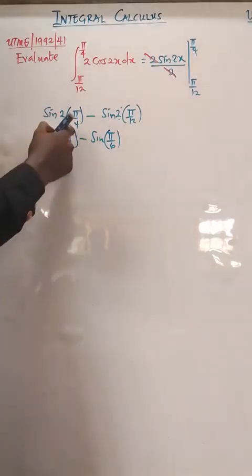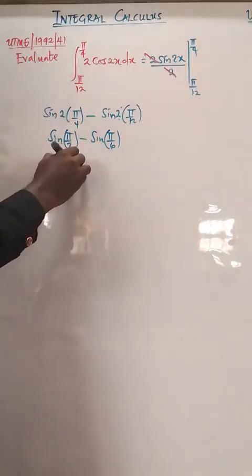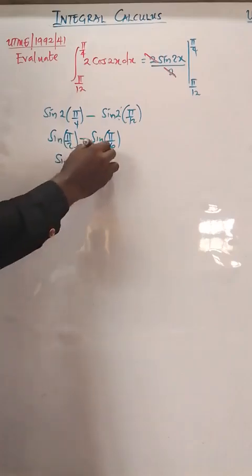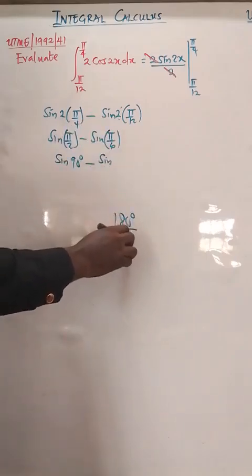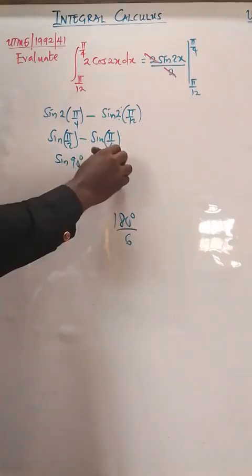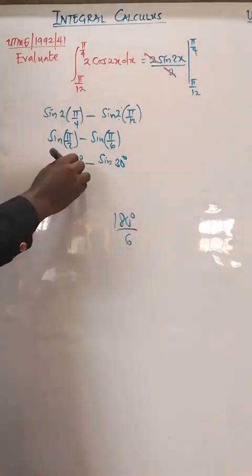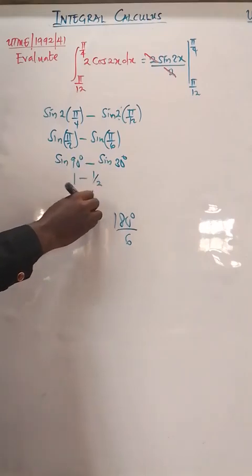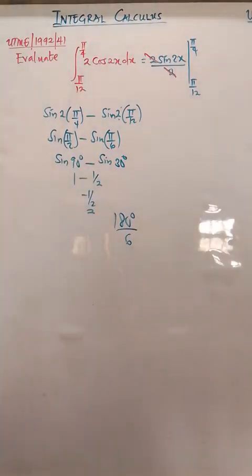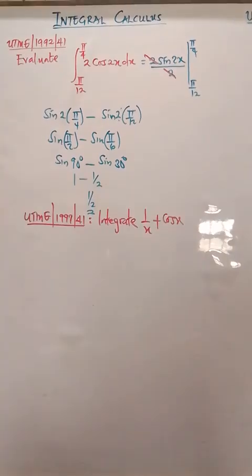And we know that pi is 180. So 180 over 2 is 90. So this is sine 90 minus sine 180 over 6, which will give us 30. Sine 90 is 1. Sine 30 is half. And the answer is 1 minus 1 over 2, which is 1 over 2. As simple as that.